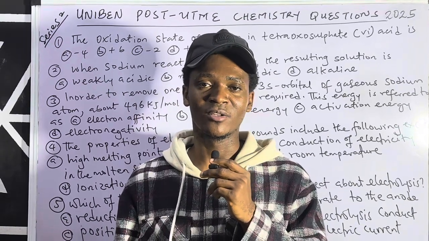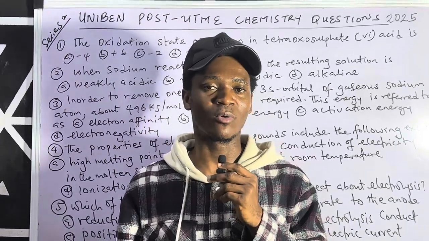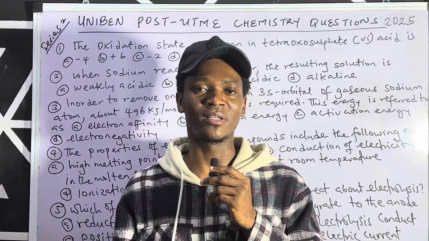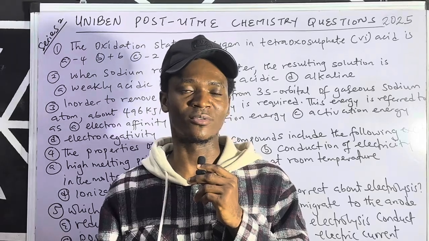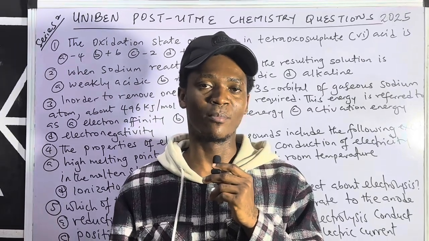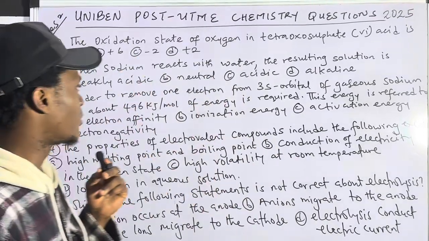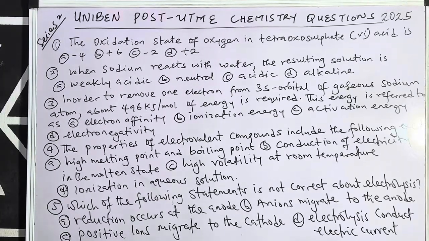this class. So on the board, we are having chemistry questions. We are going to be looking at a total of 15 questions. On the board, we are having 5 questions, after which we will look at more. So let's not waste much time. Let's see question 1.